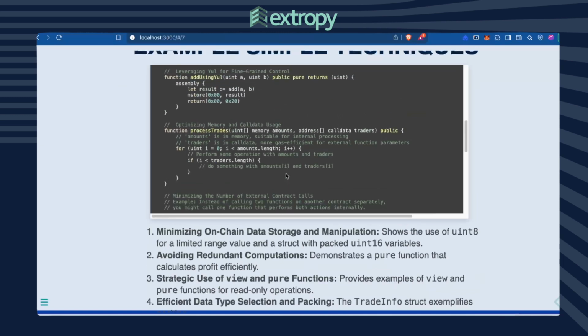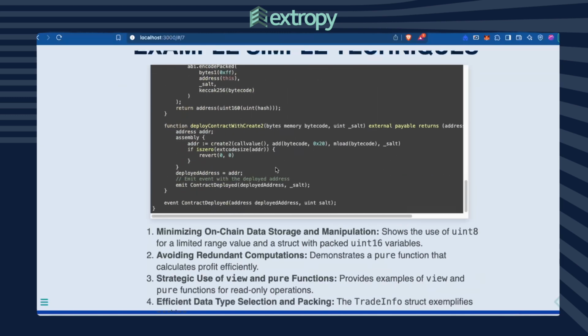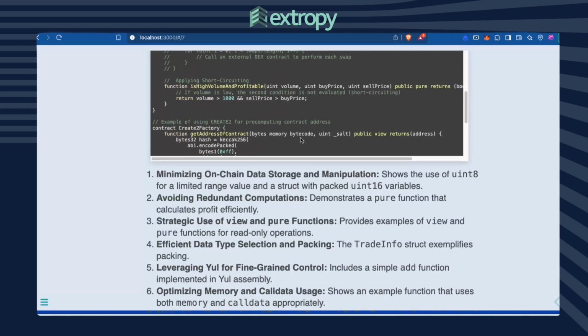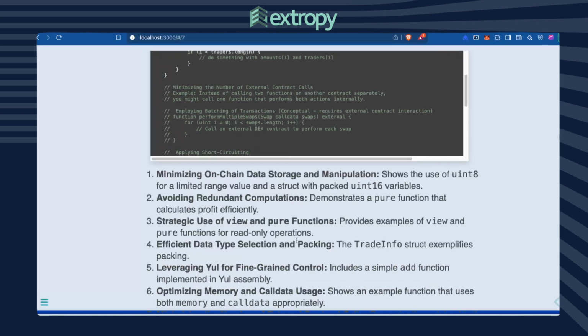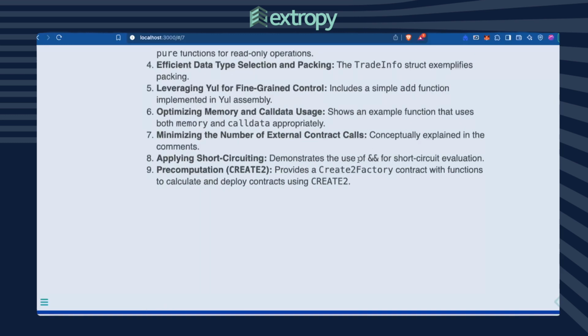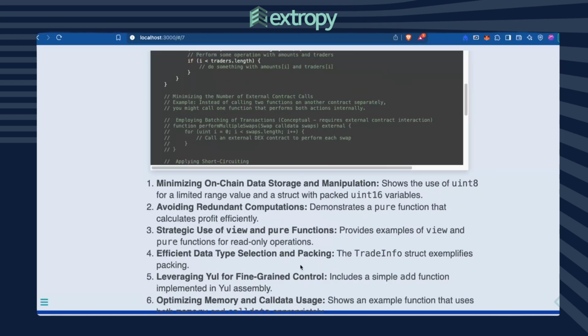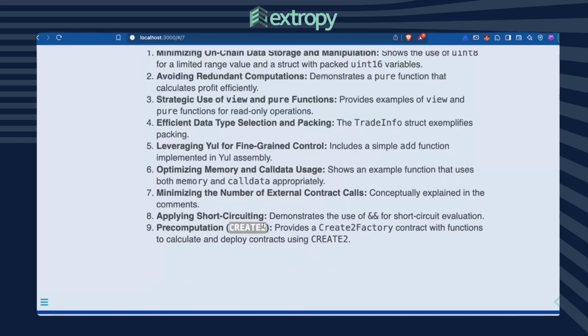Short circuiting. This is the point that when you're calling functions, you can use Boolean logic to make sure that you don't call expensive functions if you don't have to. So that's what that's about. And then the final bit is about the CREATE2 opcode, so that allows you to deploy a contract to a specific address, which can be useful.